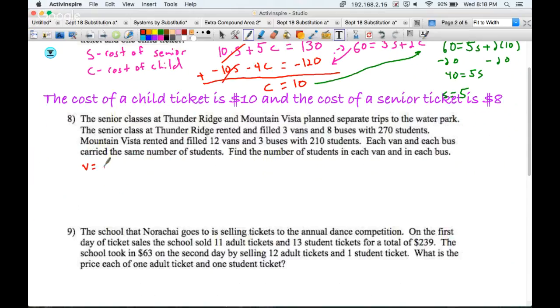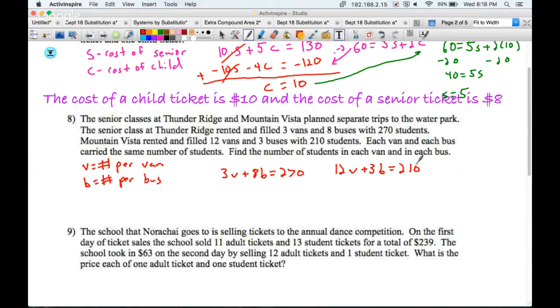So we'll say V equals the number per van. So it's not the number of vans, but the number of students you can fit in each van. And we'll say B equals the number per bus. So if you take the number of buses and multiply it by this variable B, you'll get the total students that we're able to fit in just the buses. Same thing with V for vans. All right, so 3 vans plus 8 buses equals 270. 12 vans plus 3 buses equals 210.